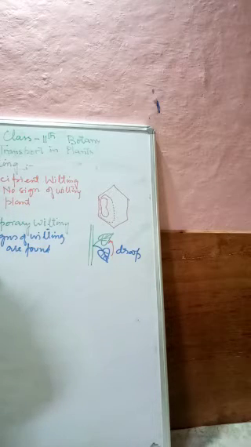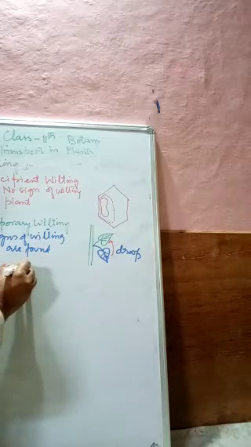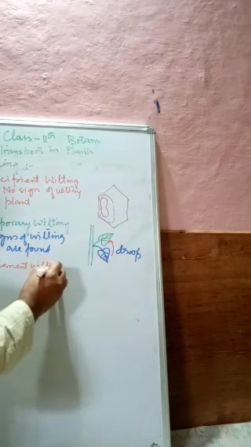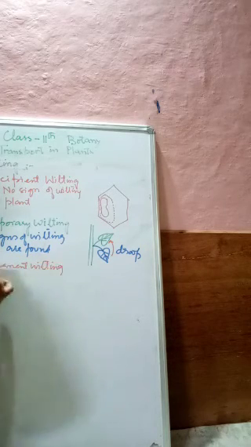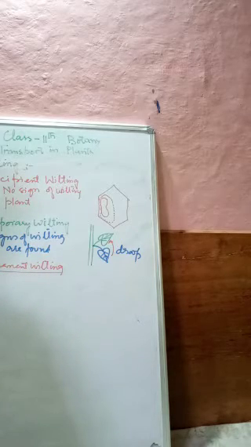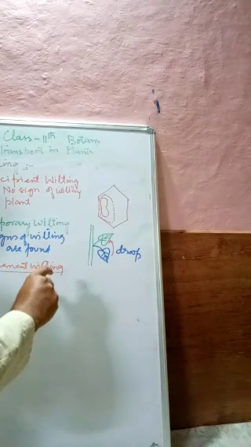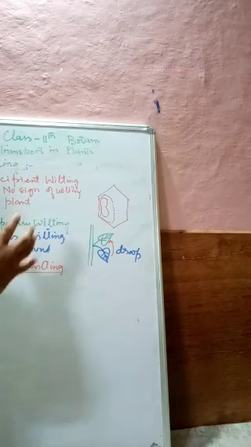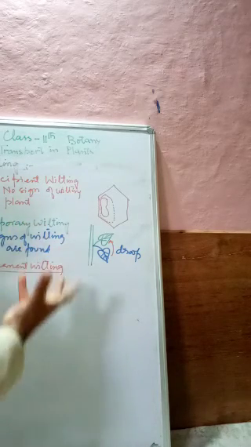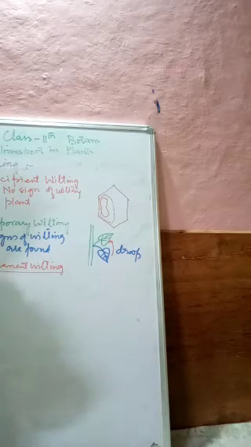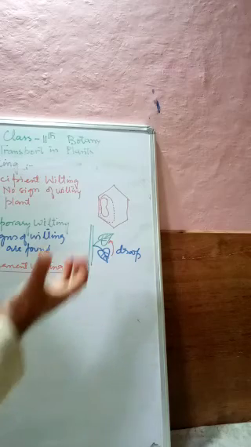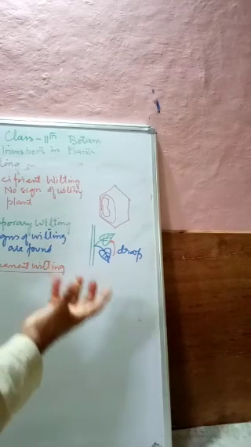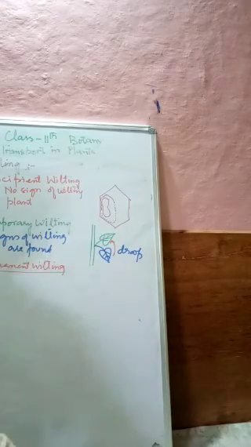Third is the permanent wilting. Permanent wilting shows excess loss of water from the aerial parts of the plant, and if water is applied to that plant, still the aerial parts will not regain their normal shape and size. That type of wilting is called permanent wilting. In such cases the parts completely dry up.